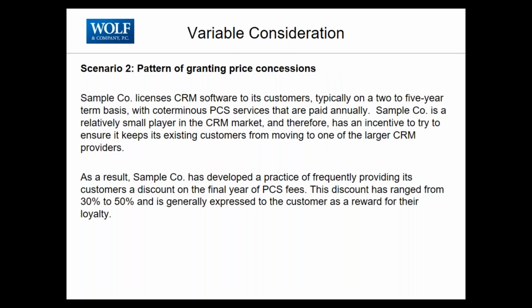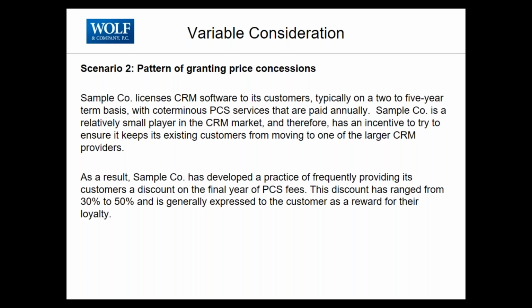So the next scenario covers a pattern of granting price concessions. In this example, Sample Corp licenses a CRM software to its customers, typically on a 2 to 5 year term basis with coterminous PCS services that are paid annually. And Sample Corp is a relatively smaller player in the CRM software market, and therefore they have a significant incentive to try and ensure customers don't move on to larger CRM providers.